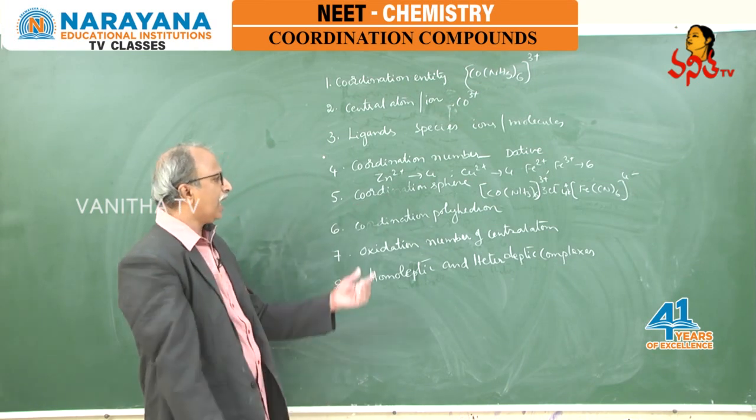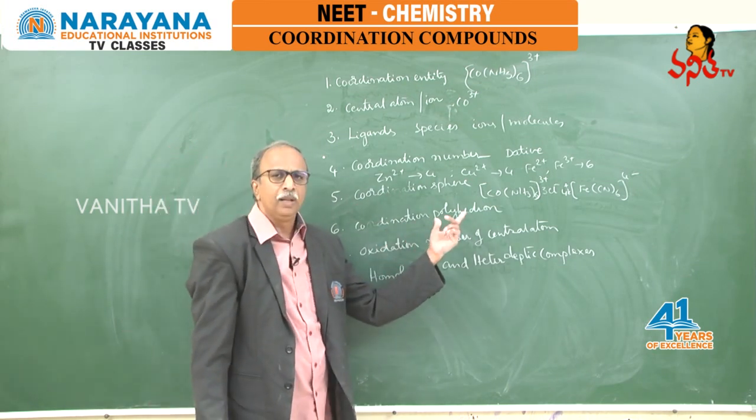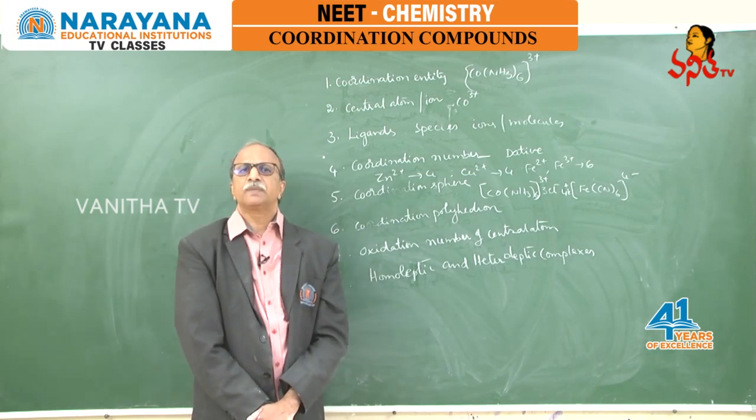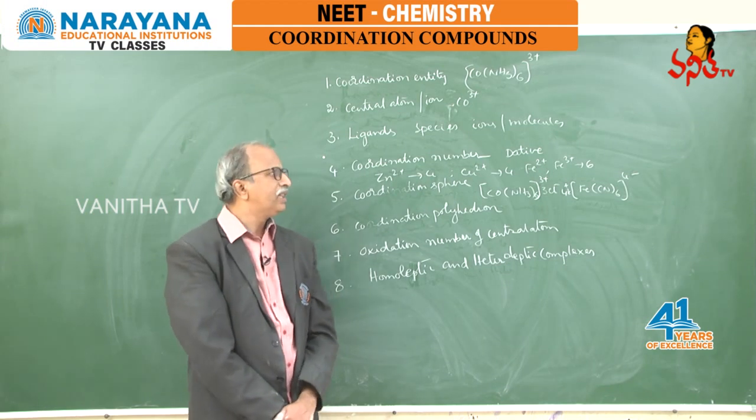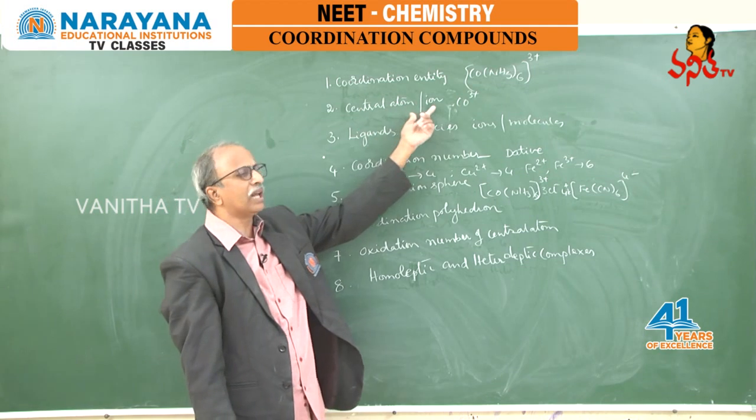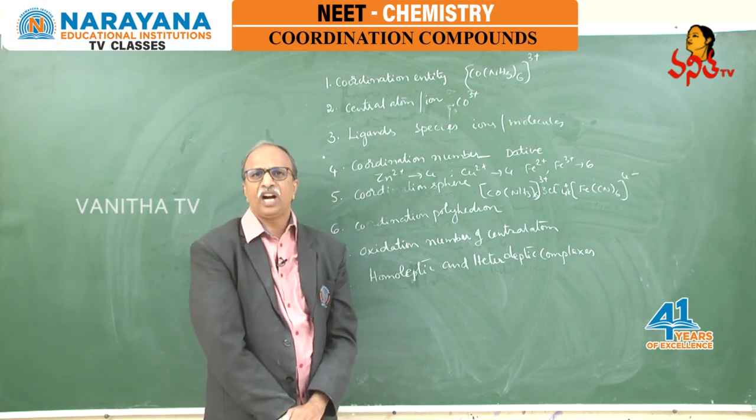Next, coordination polyhedron. This coordination polyhedron indicates the spatial arrangement of these ligands around the metal atom or ion in the formation of complexes.